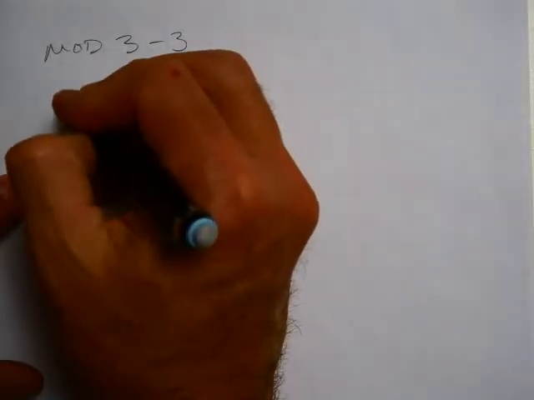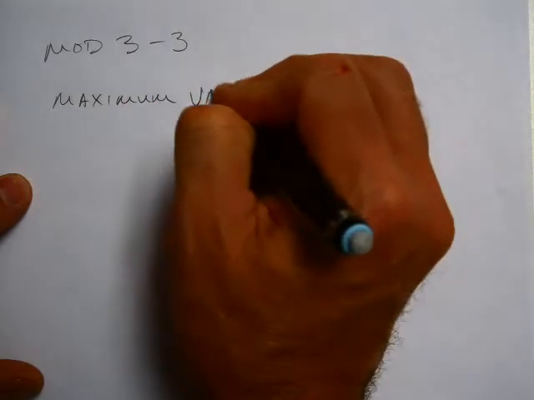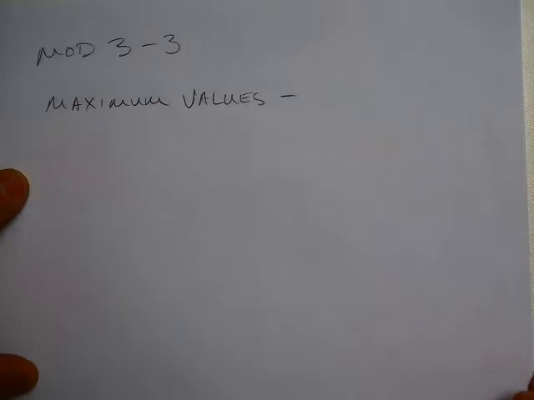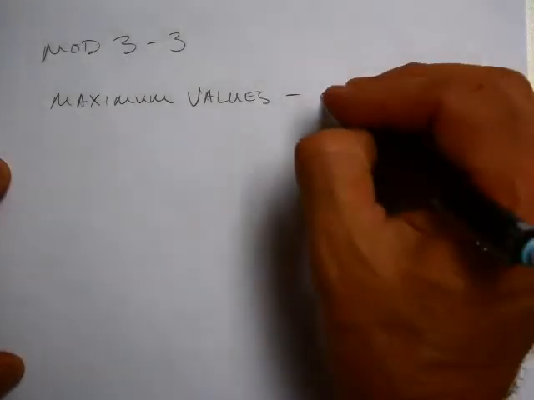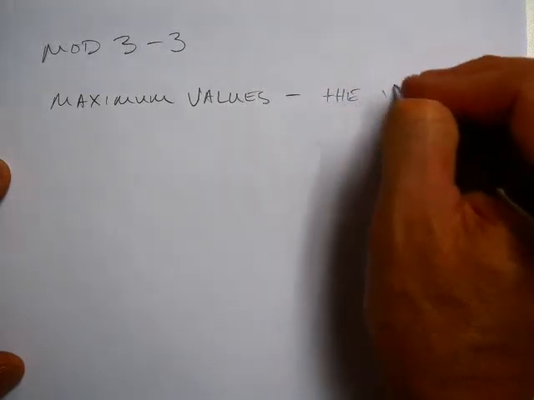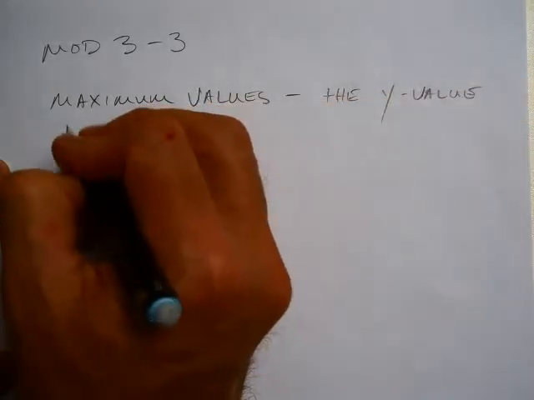So maximum and minimum values. It's going to be the highest. It is the highest point on a graph. It's actually the y value for the highest point on the graph.